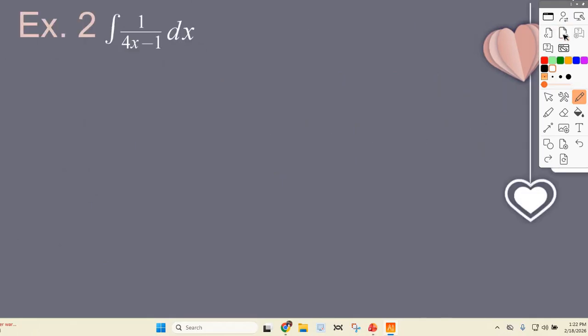So I have the integral of 1 over 4x minus 1 dx. So what do we want to let our u be here? 4x minus 1. Yeah. Couple people still writing. Wait a second.